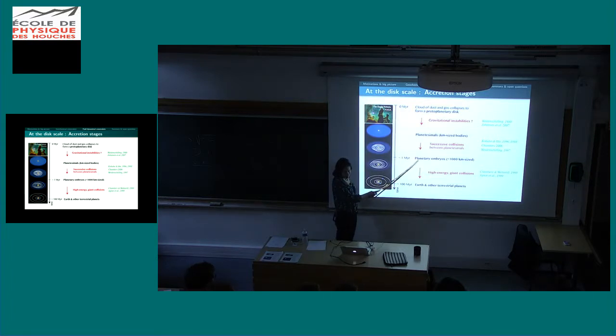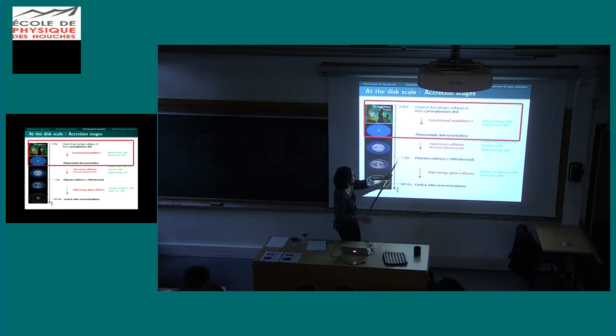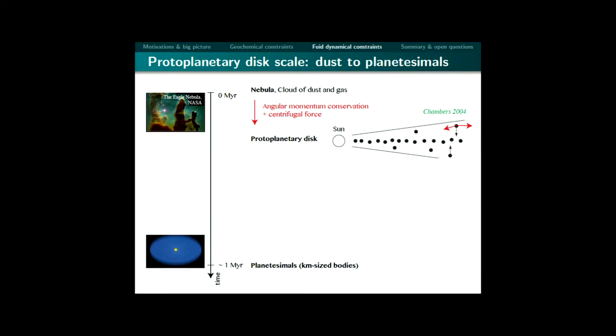Until you form planetary embryos. You form planetary embryos probably really fast, in 1 million years. But then it takes much more time to form Earth-sized planets. So probably 100 million years to go from a Mars-sized planet to an Earth-sized planet. And that involves very energetic collisions that we call giant impacts. So let's start with the first stage of accretion. How do you go from the nebula to kilometer-sized planetesimals?